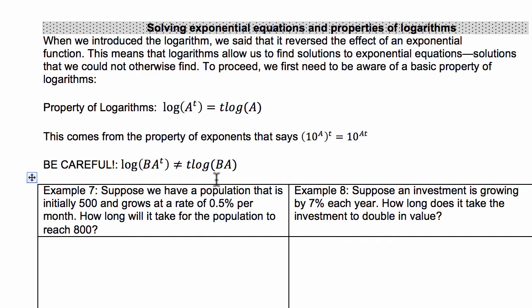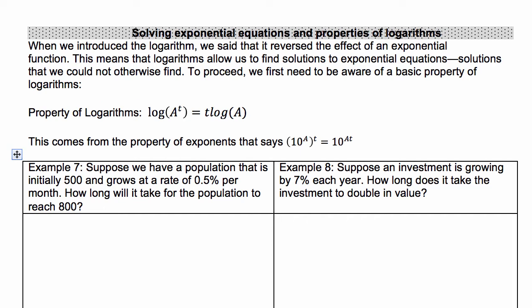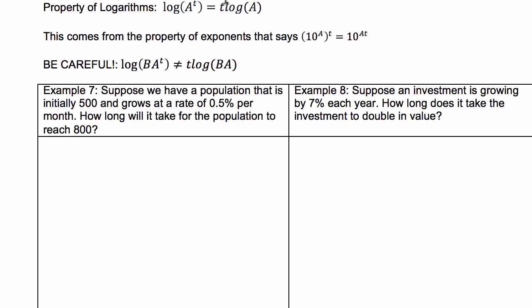Example 7. Suppose we have a population that is initially 500 and grows at a rate of 0.5% per month. How long will it take for the population to reach 800? Notice that this example describes a relationship between two variables, population and time. Since population depends on time, population is the dependent variable and time is the independent variable.